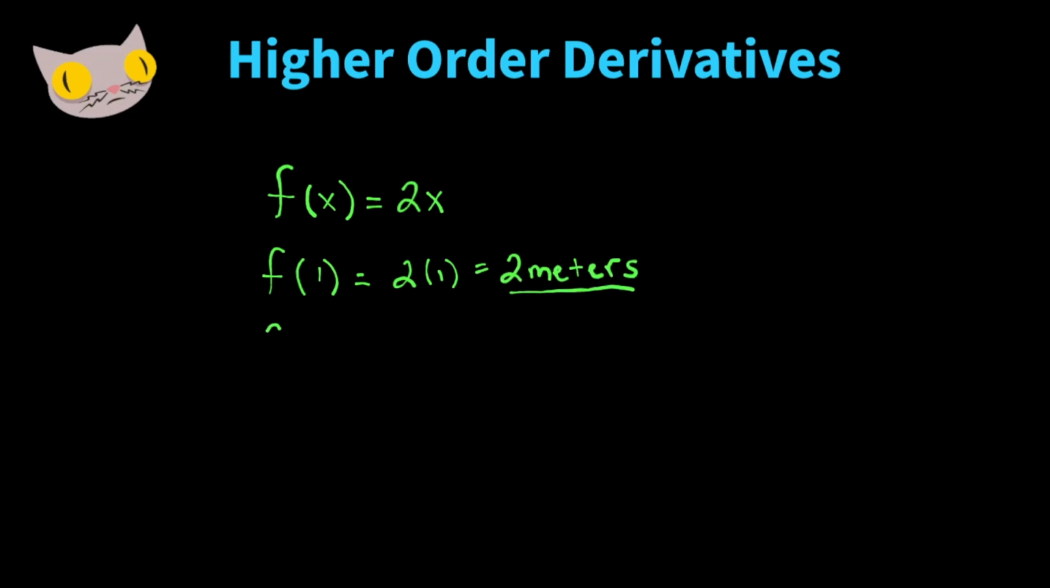At 2 seconds, we'll have f of 2. That's going to give us 2 times 2. And the particle's position will be 4 meters. And so on. Let's find the velocity of this particle. So if we take the derivative of our equation, that'll be f prime of x, we're simply going to get 2. So this tells us that the particle is moving at a constant velocity of 2 meters per second.